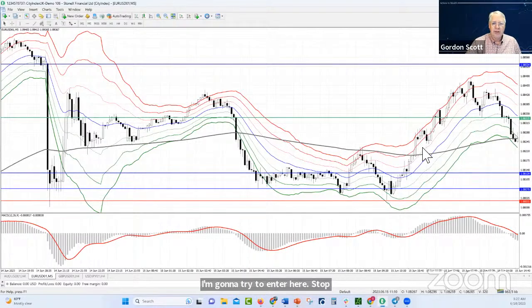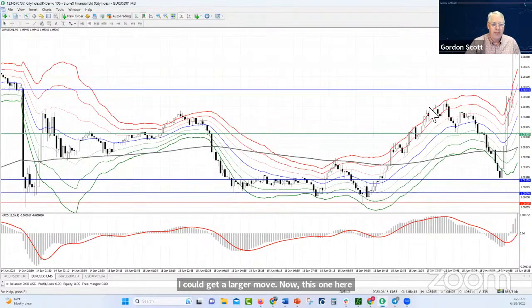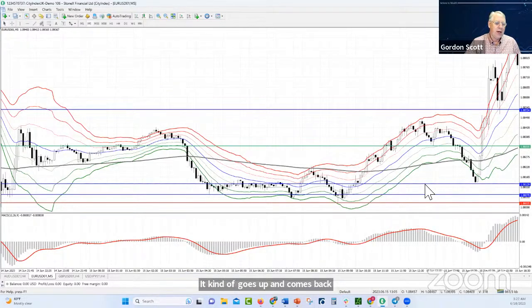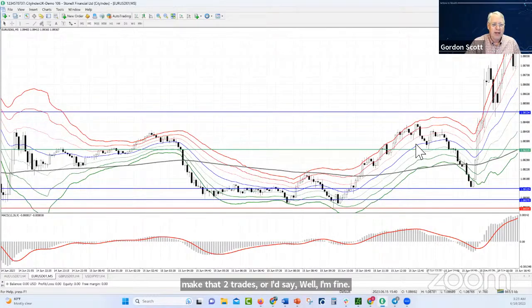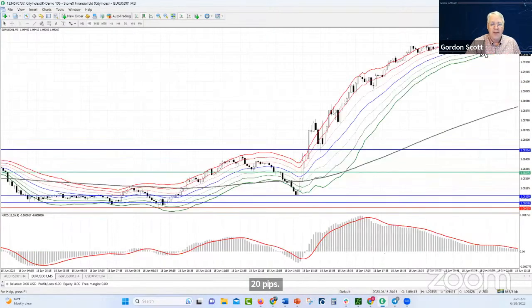But as you can see, I could do much better than that. I could get a larger move. Now, this one here doesn't go all the way up. It goes up and comes back, right? So either I'd make that 2 trades, or I'd say, well, I'm fine, I'm just going to play this one then. Great. You play the break of that, and you have a stop loss of 10 or 15 or 20 pips, and you've got a whole lot more than that takes off. You don't know that that's coming.